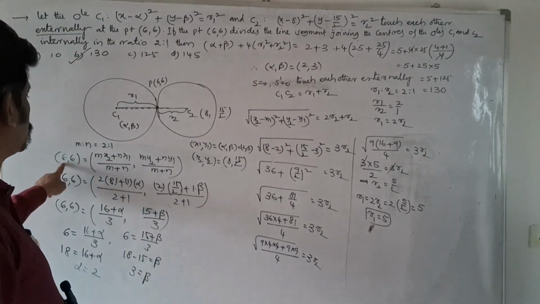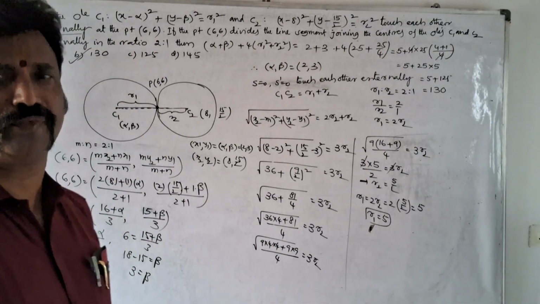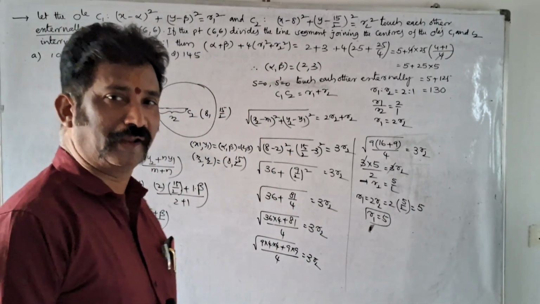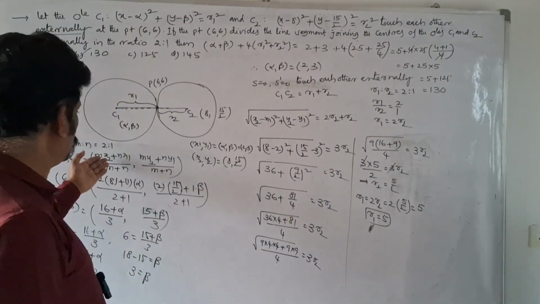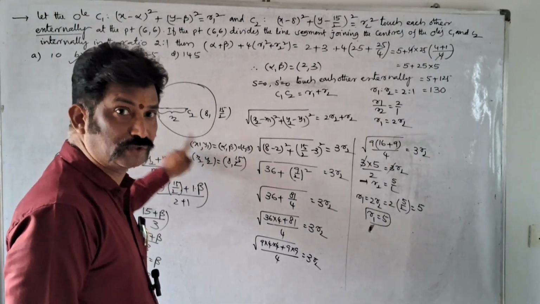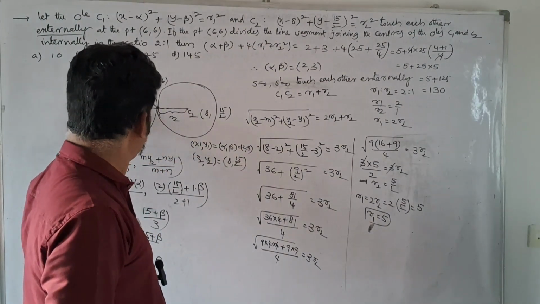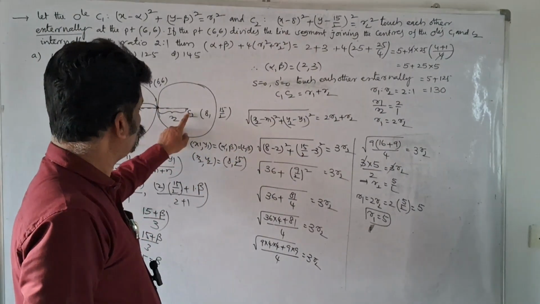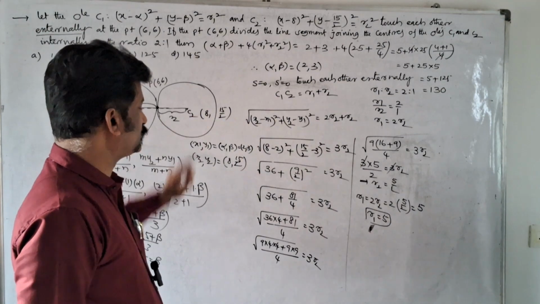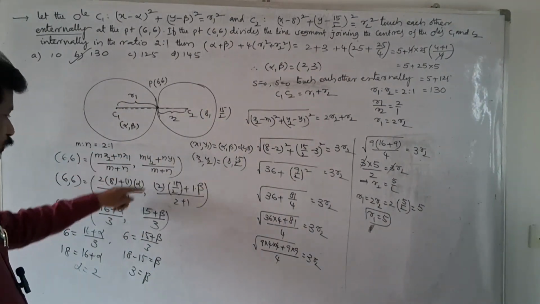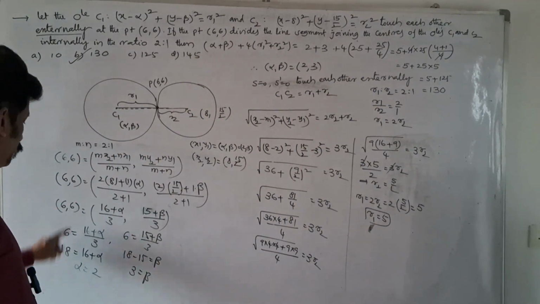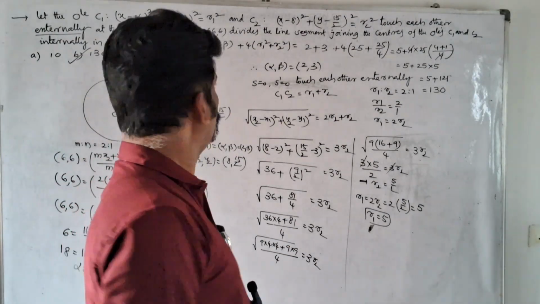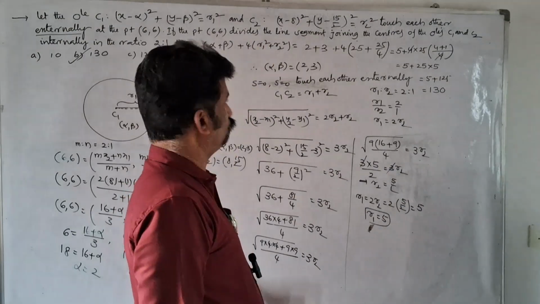Now we have the section formula: 6, 6 is equal to mx2 plus nx1 by m plus n, and my2 plus ny1 by m plus n. Now substitute the values. x1 comma y1 is the center of the first circle, that is alpha comma beta, and x2 comma y2 is the center of the second circle. Substituting the values and simplifying, we get alpha is equal to 2 and beta is equal to 3. Center ready. Alpha comma beta ready.